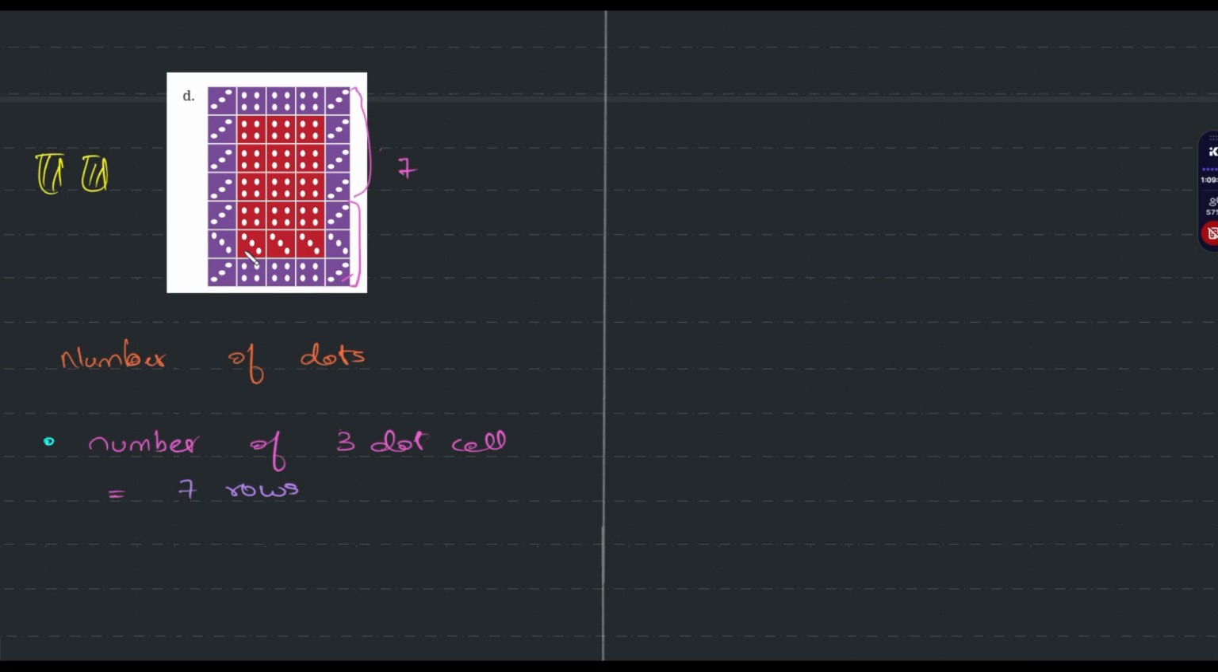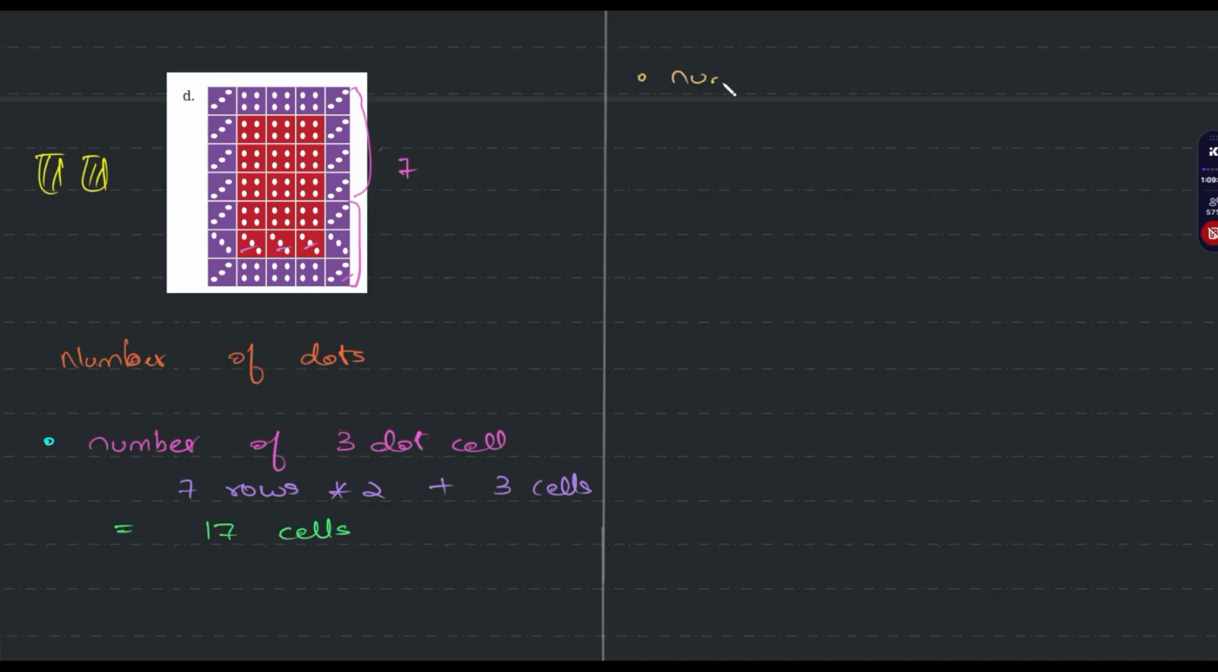So we have 14 and also 1, 2, 3. So 7 rows, there are 2 of them, and we have 3 extra cells. So 7 2s are 14, 14 plus 3, 17 cells.